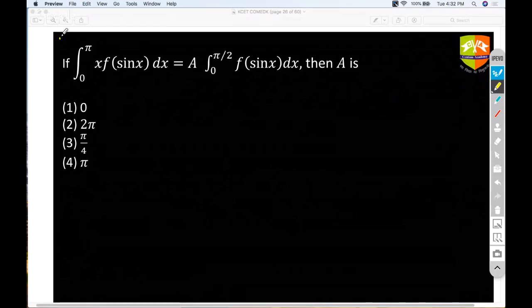Question number 26 for the day. If the integral of x times f of sine x from 0 to pi is a times the integral from 0 to pi by 2 of f of sine x, then find the value of a. Here a is a constant.